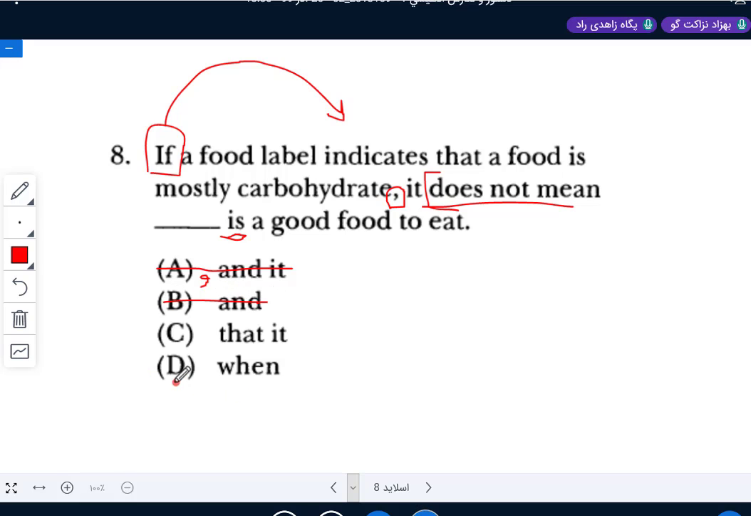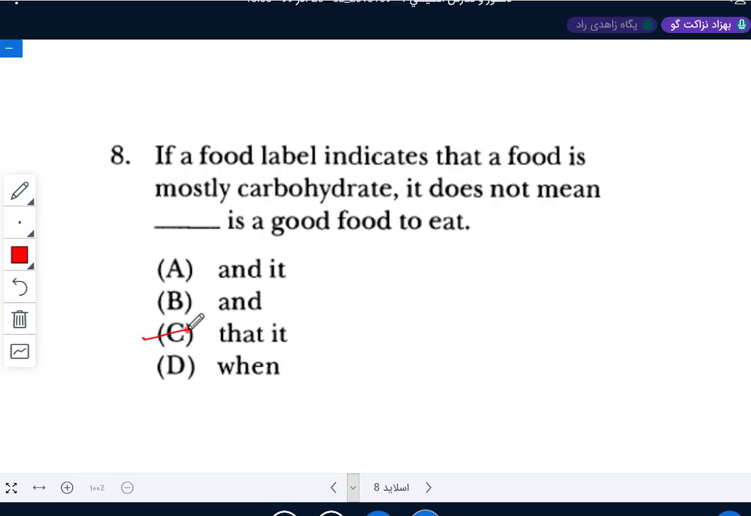If we choose choice D, what happens? We will have when is a good food to eat. So this is a subordinate clause connector. It can be an adjectival clause connector, but as an adjectival clause connector, we need to have a subject immediately after this, but I don't see any subject. So here I don't need any adjectival clause connector, and the subject of this adjectival clause connector is missing. So this is incorrect, and the best choice is choice C.